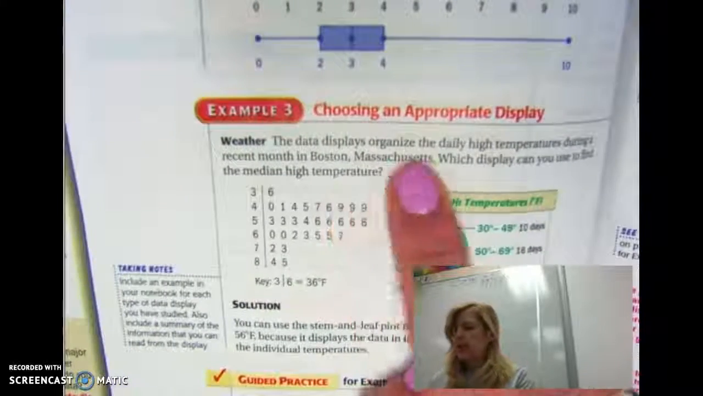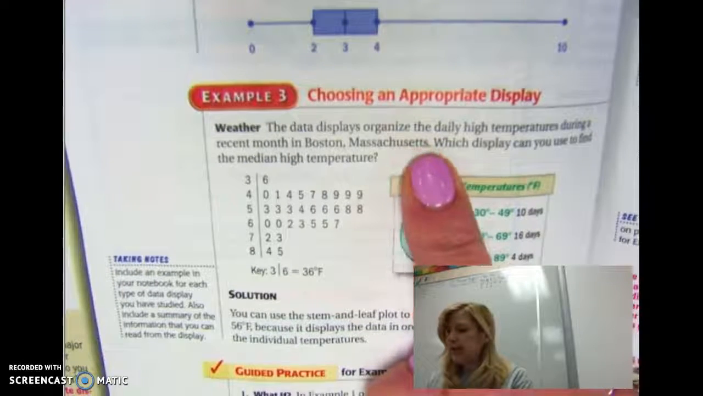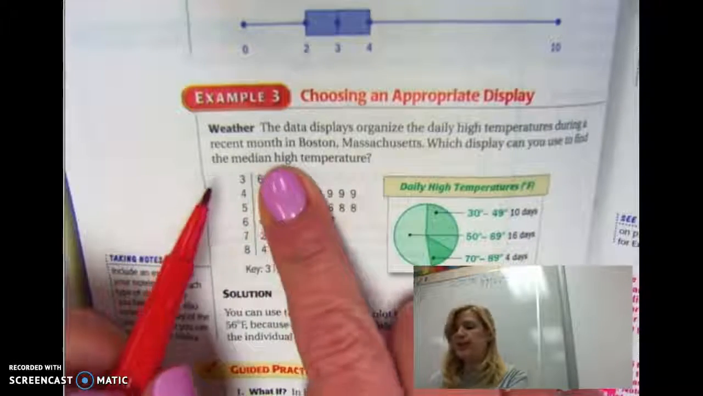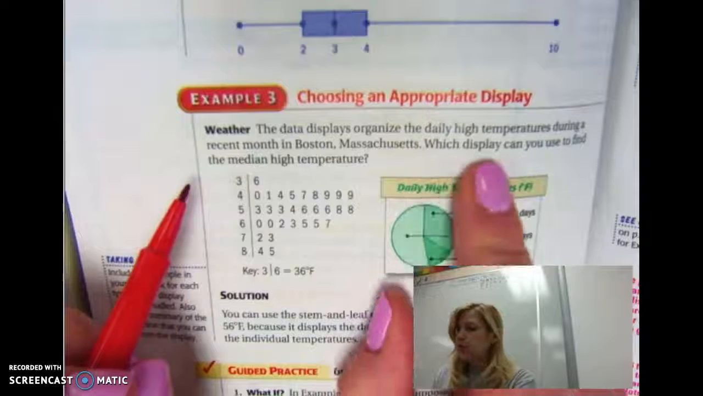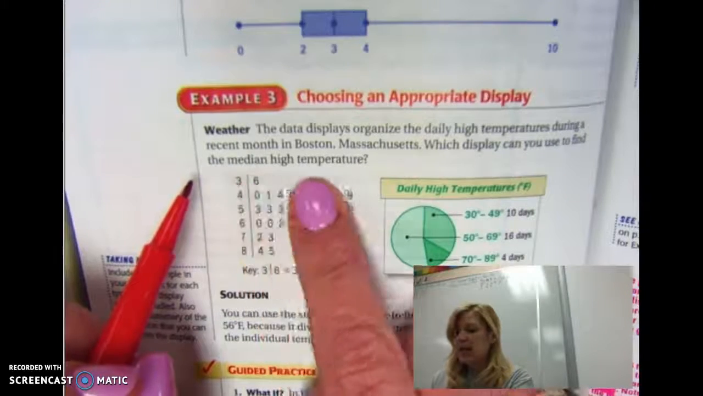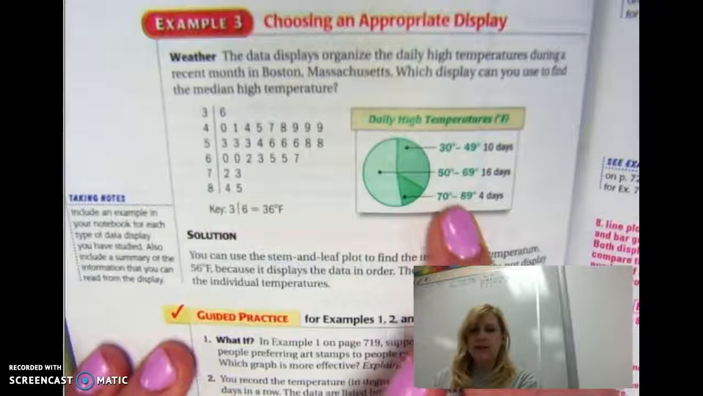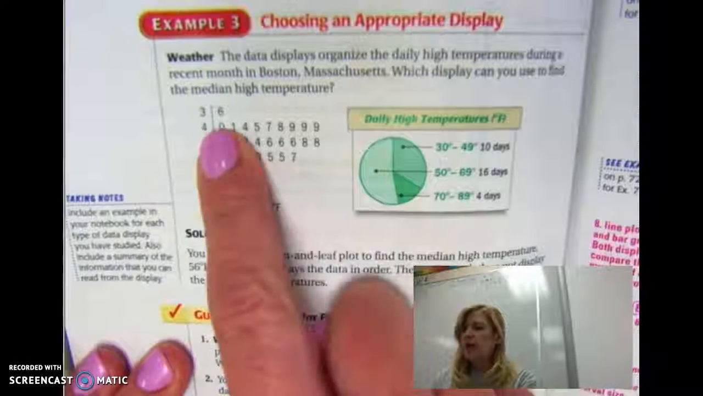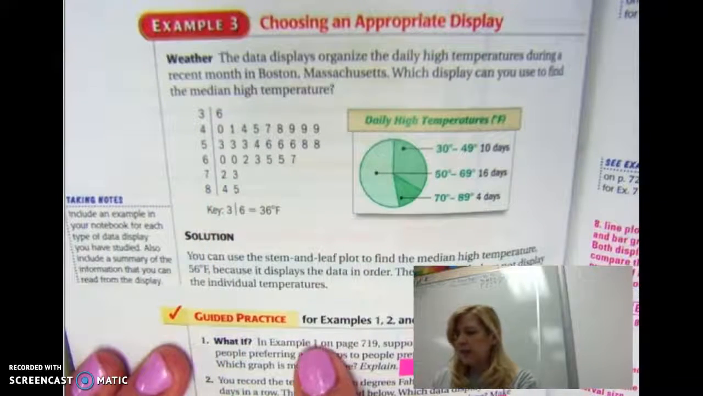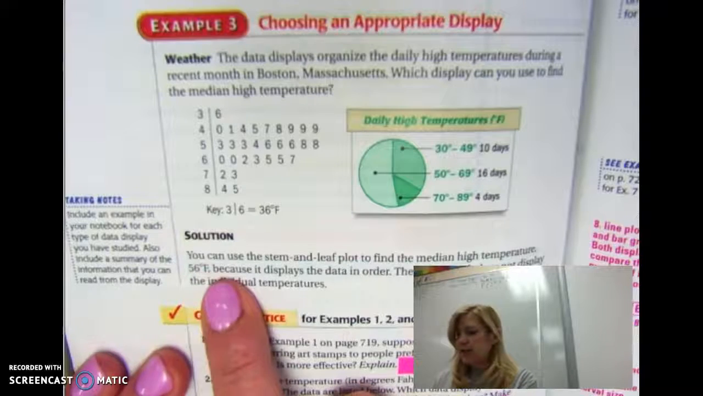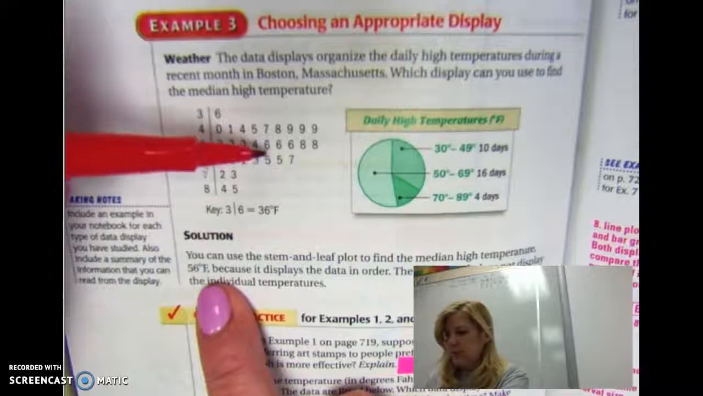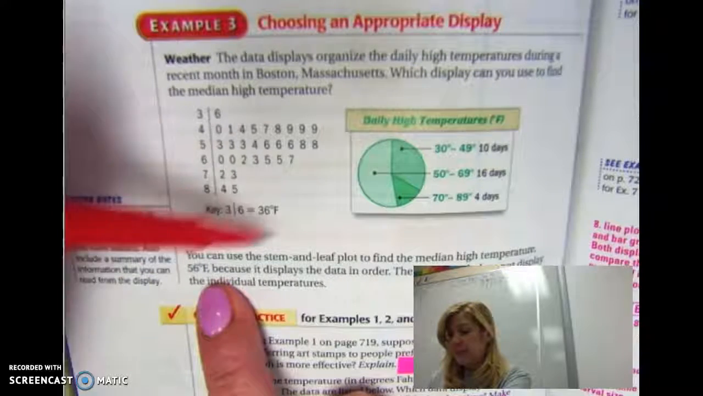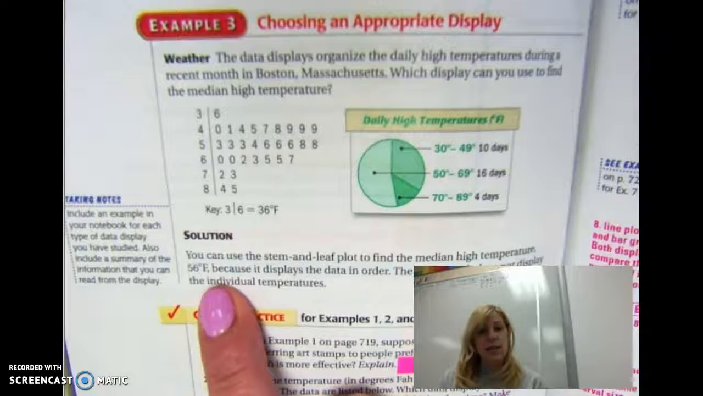The data displays organize the daily high temperature during a recent month in Boston, Massachusetts. Which display can you use to find the median high temperature? Well, take a look at this. This doesn't really help with a median. This helps with the median. If you did this, you would find that the median temperature is 56. And it's easier to see that because it displays the data in order.